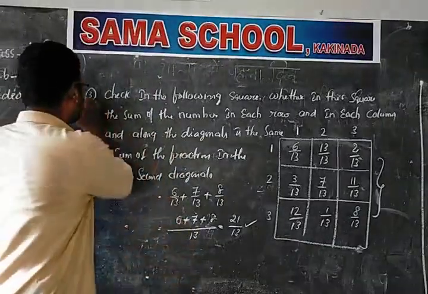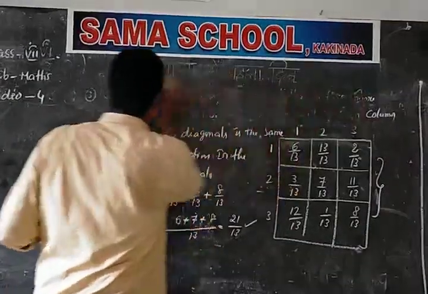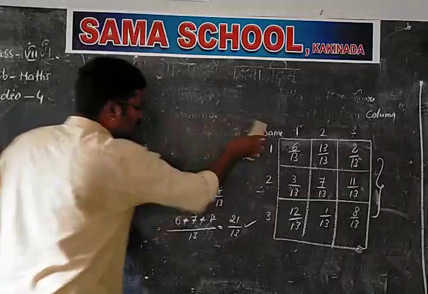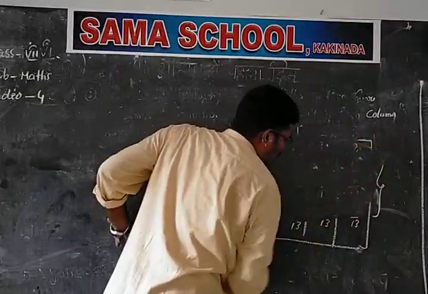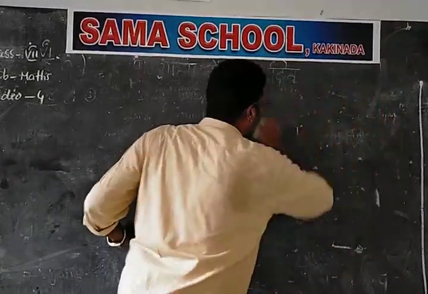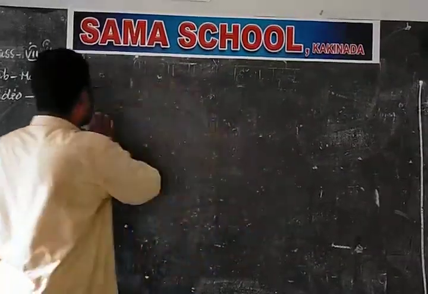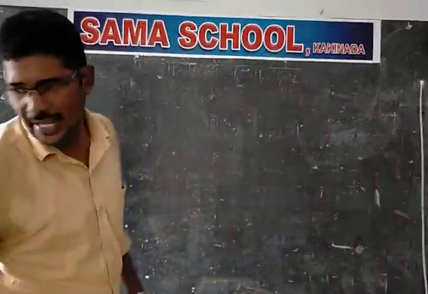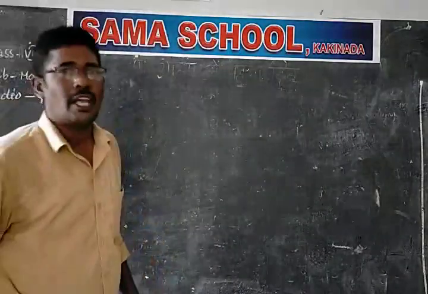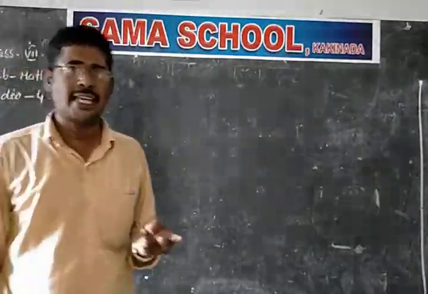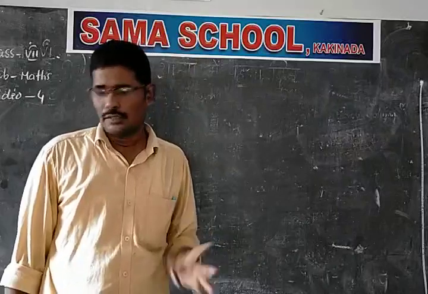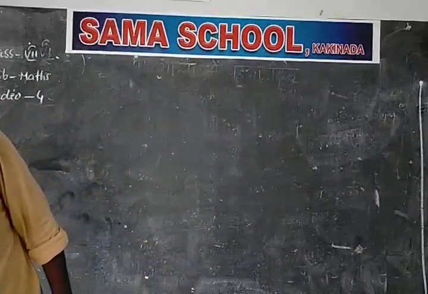Okay, next one. Another sum, a very important sum. You know about rectangles, squares and triangles. Already we have learned about rectangle, square and triangle in 6th class. Next one, the fourth one.